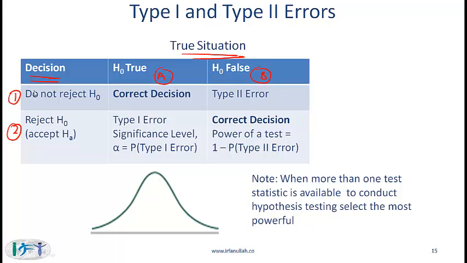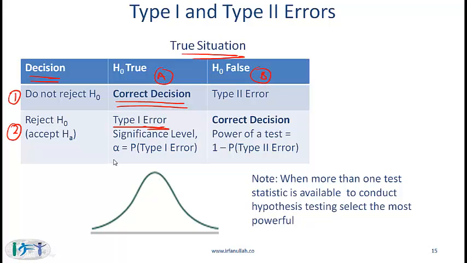Scenario 1 is that your decision is do not reject the null hypothesis, while in reality the null hypothesis is true. So this would be a correct decision. The other possibility is that you reject the null hypothesis, which means that you essentially accept the alternate, but in reality the null hypothesis is true. So this is clearly an error, and this type of error is called a type 1 error. You simply need to remember this fact. The next fact you need to remember is that the probability of a type 1 error is the significance level, which we have talked about earlier.